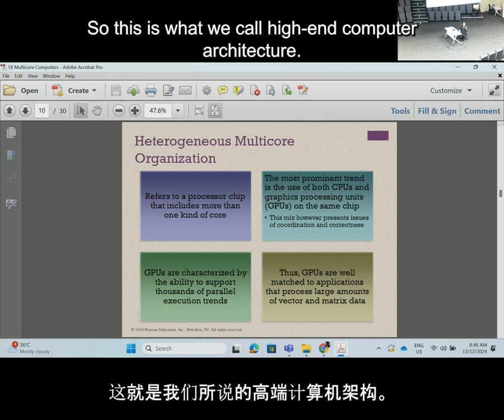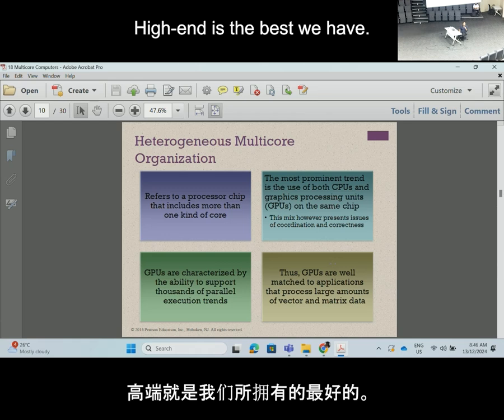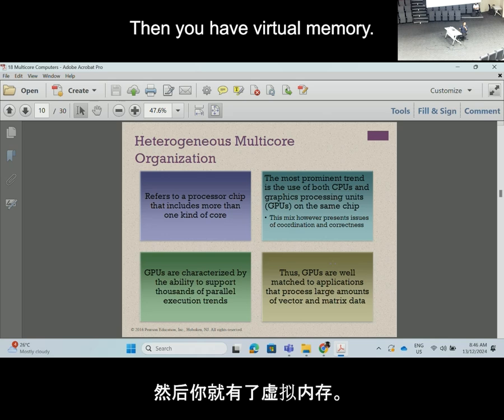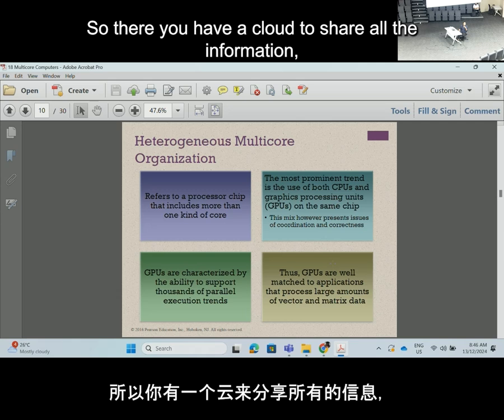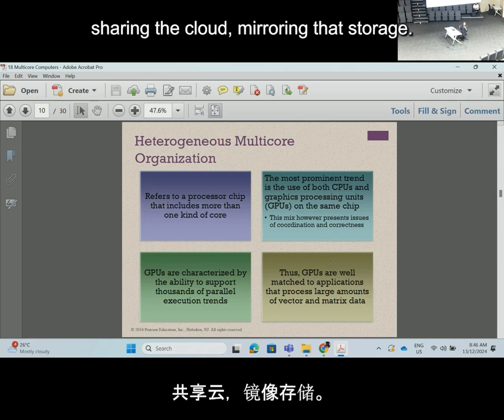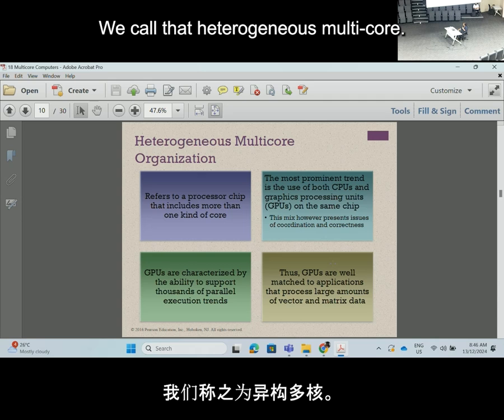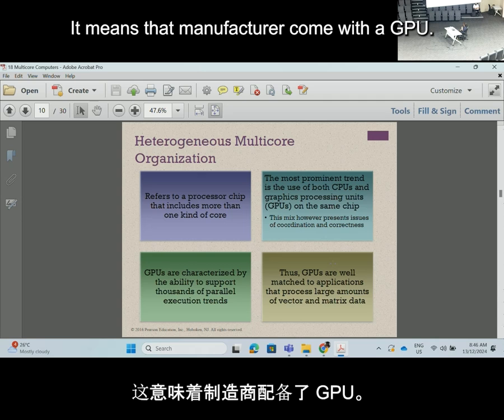So this is what we call high-end computer architecture, the best we have. Then you have virtual memory. Now you can have virtual memory, you can do mirroring and sharing, so that you have a cloud to share all the information and mirror that storage. We call that heterogeneous multi-core. It means the manufacturer comes with a GPU.